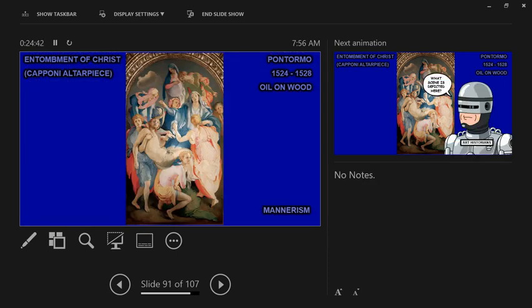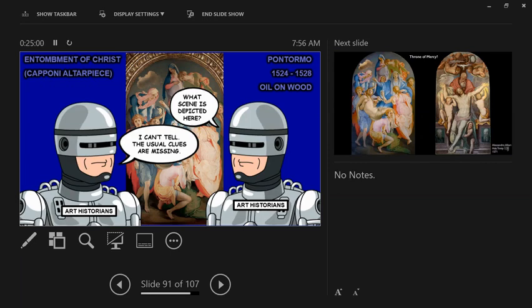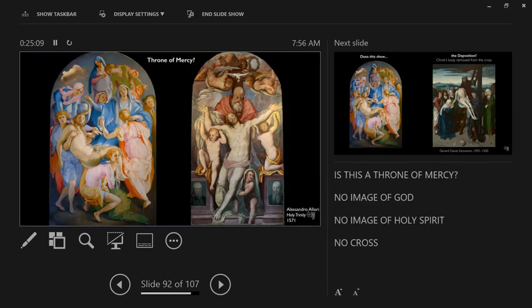There's also a problem with what this is a painting of. What scene is depicted here? Some art historians are asking that question, and other art historians are saying the clues that are normally in paintings like this are all missing. For example, is this the throne of mercy? No, it's not, because it doesn't have God and the Holy Spirit. It has the Son, but usually the throne of mercy looks a little bit different than this.